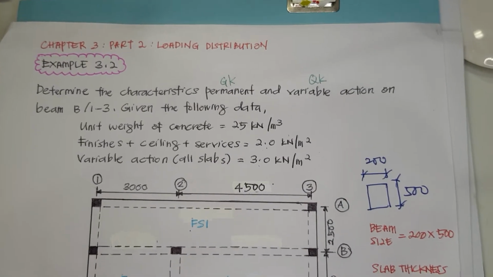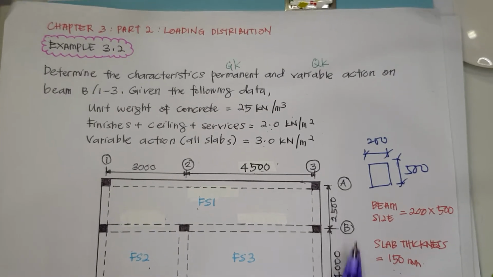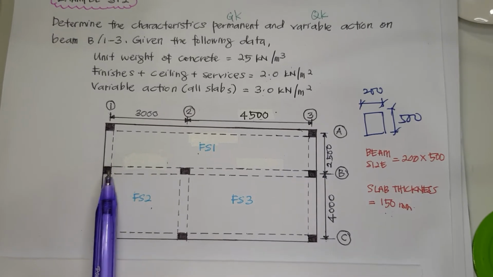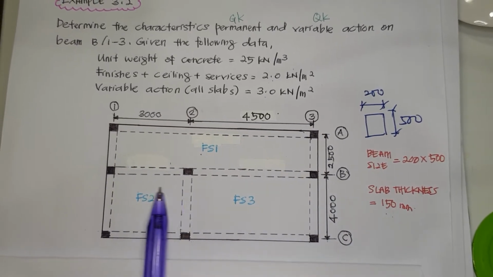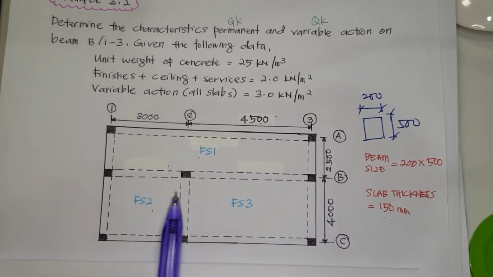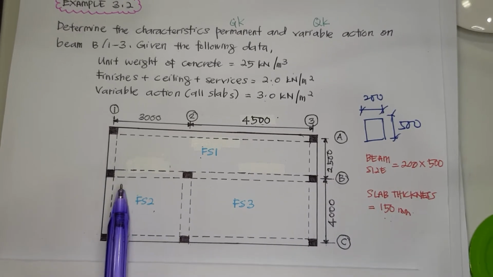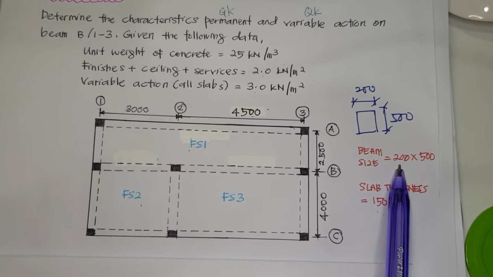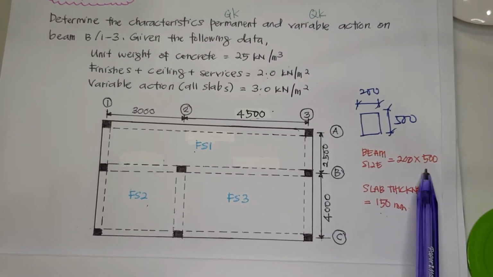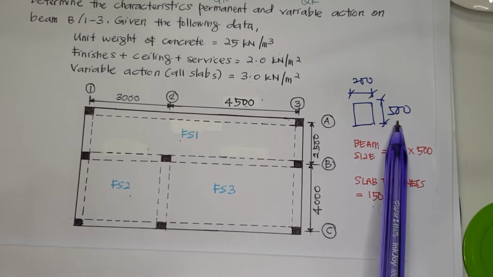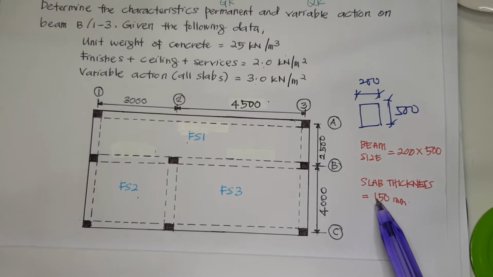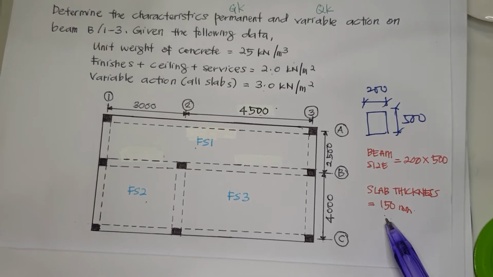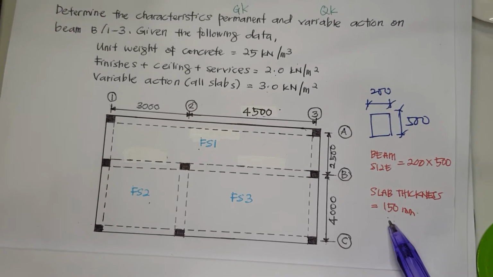So this is the floor plan. B13, so this is the beam. Given the size, the width of the beam is 200 mm and the depth of the beam is 500 mm. Meanwhile, for all slab, thickness is 150 mm.